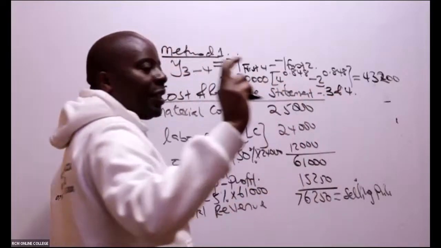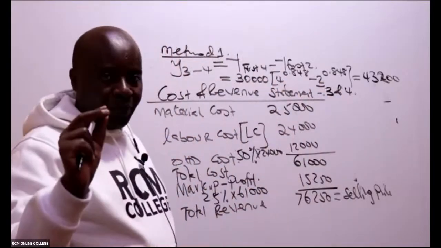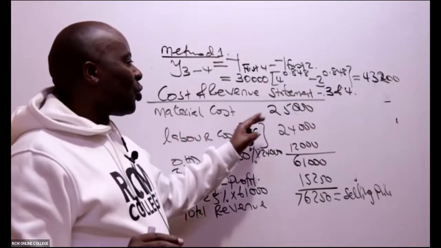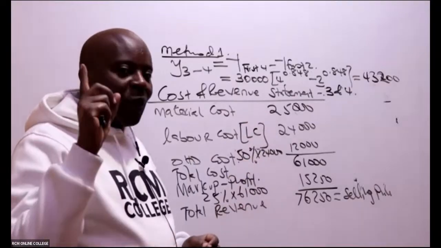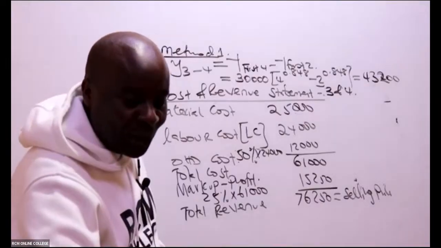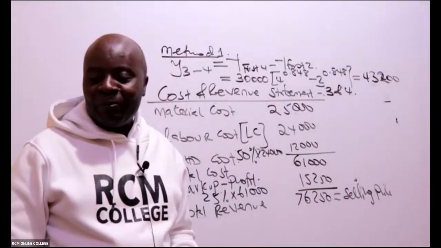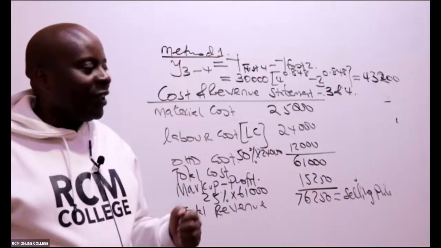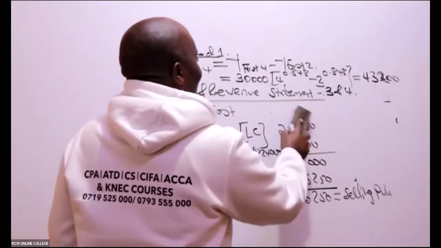Now, how many machines are we accounting for at the same time? 2 of them. So remember, the material cost of 25,000 was for only 1 machine. So the material cost for 2 of them will be how much? Because there is no learning in terms of material. 50,000.